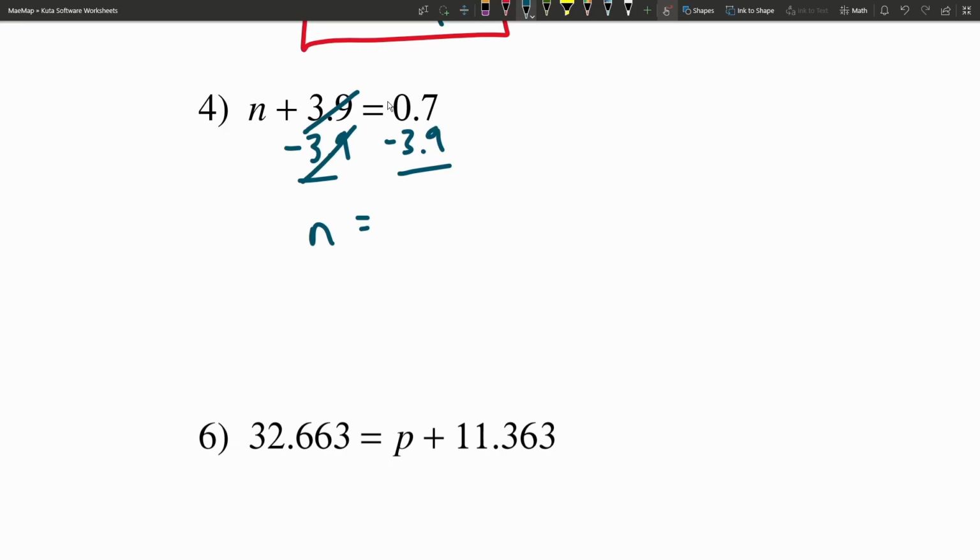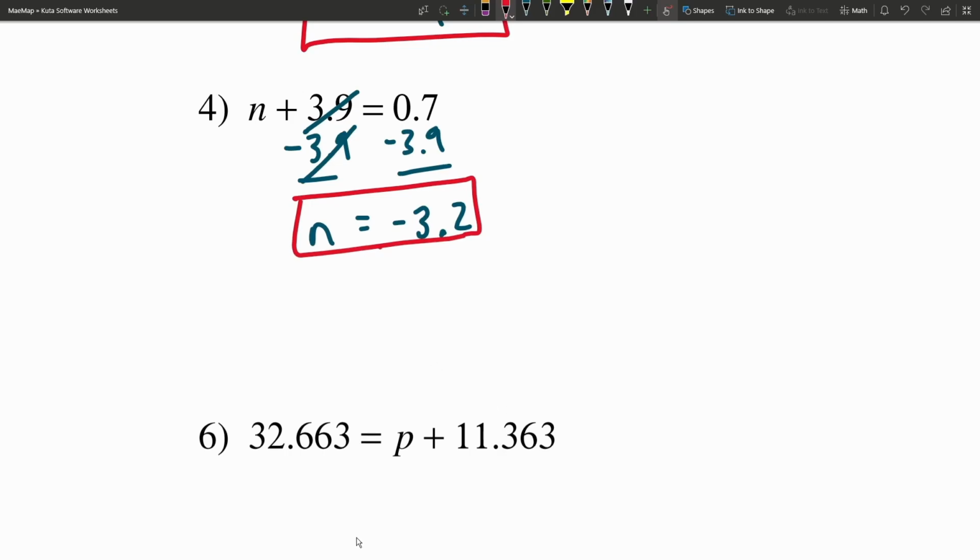Well, if we're taking away 3.9 from a positive 0.7, that's going to leave us with 3.2. And remember, that is overall going to be negative since our negative is larger. So n is equal to negative 3.2.